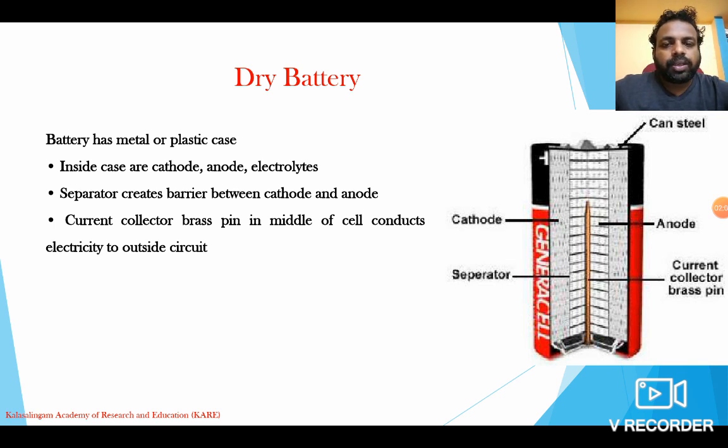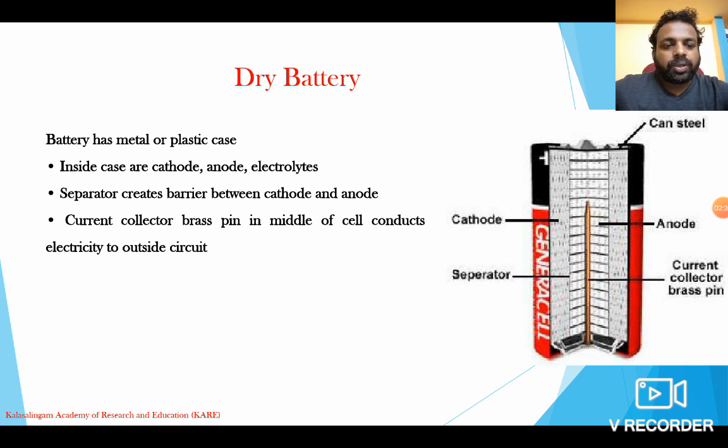From this image you can identify one example of a dry battery. Both the batteries have some important components such as anode and cathode, or positive and negative, electrolyte, separator and outer casing. These are the important components for both dry as well as wet batteries.